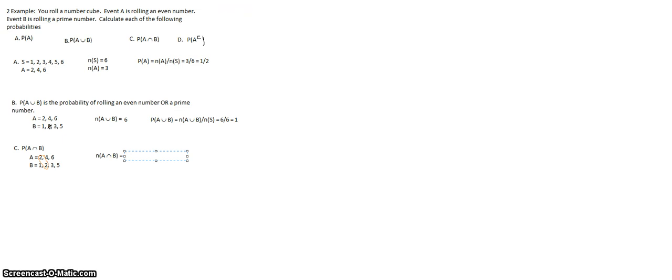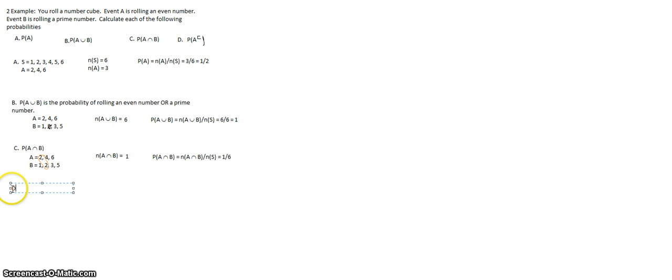So what I'm going to do is use my equation, and probability is going to be the same as the number of elements in A intersection B divided by the number of elements in the set. So the number of elements in A intersection B is 1, and the number of elements in the set is 6. So we're going to have 1 divided by 6. So in other words, 1/6 of the time, we're going to be rolling a 2, basically.